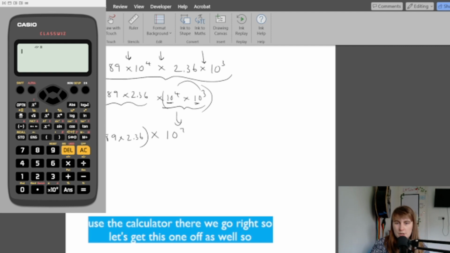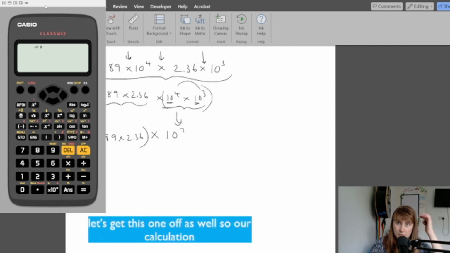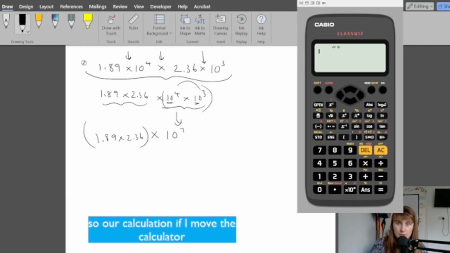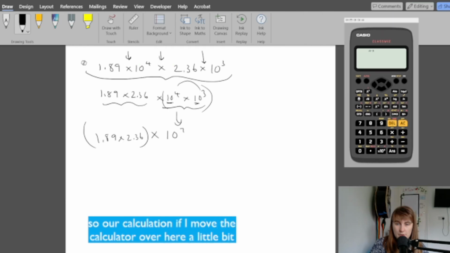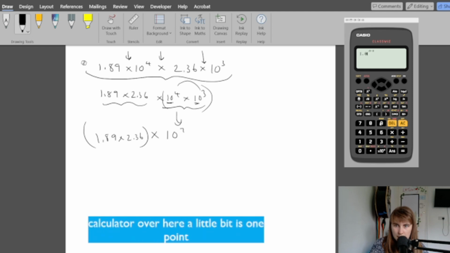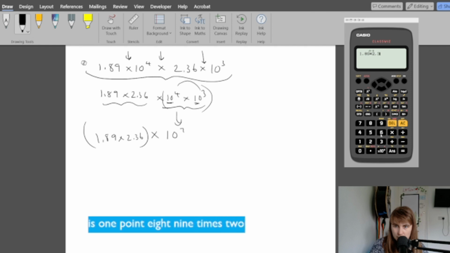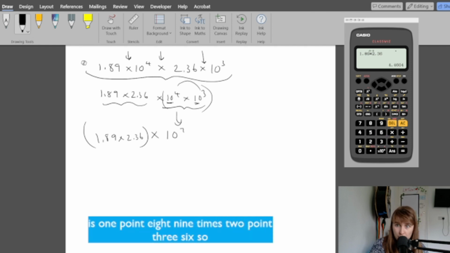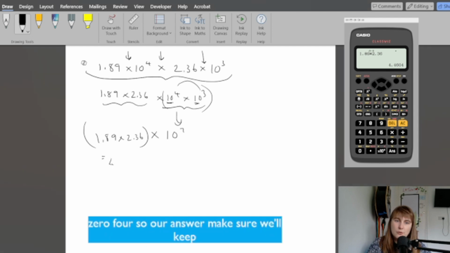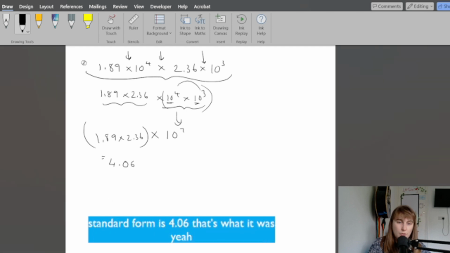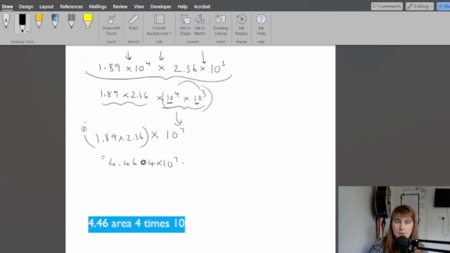So our calculation, if I move the calculator over here a little bit, there we are, is 1.89 times 2.36. So we get 4.4604. So our answer, making sure we keep it in standard form, is 4.4604 times 10 to the power of 7.